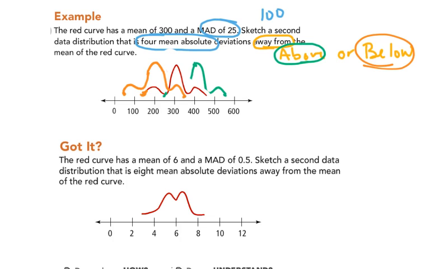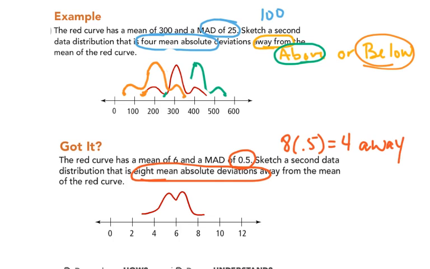Alright, for the got it, the red curve has a mean of 6 and a mean absolute deviation of 0.5. Sketch a second data distribution that is 8 mean absolute deviations away from the red curve. So we're going to do 8 times 0.5. So that's 4 away. That could be 4 above, or it could be 4 below.